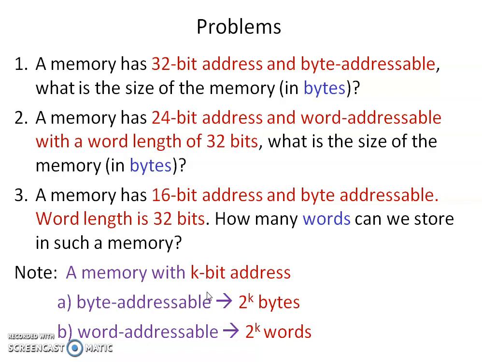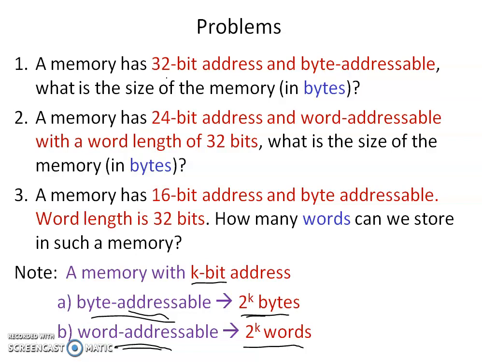In that we learned that 1 byte is equal to 8 bits, and if a memory has a k-bit address, then it will have 2 raised to k words, and also 2 raised to k bytes in the case of byte addressable memory. So in a byte addressable memory, you will have 2 raised to k bytes, and 2 raised to k words if it is a word addressable memory.